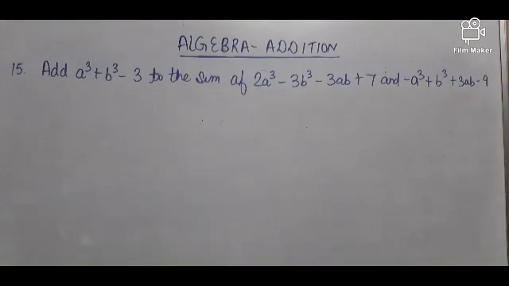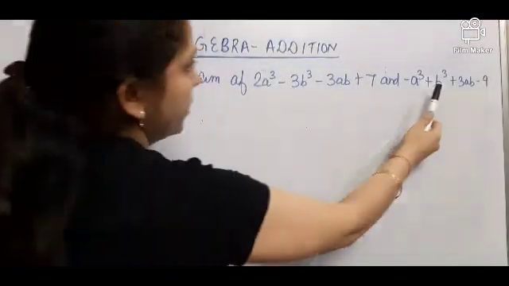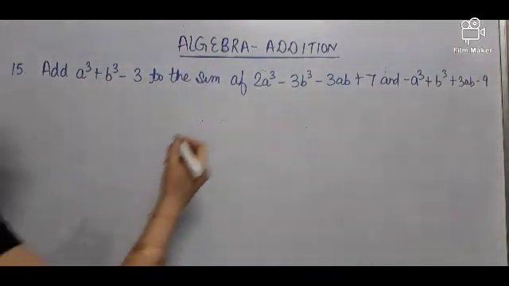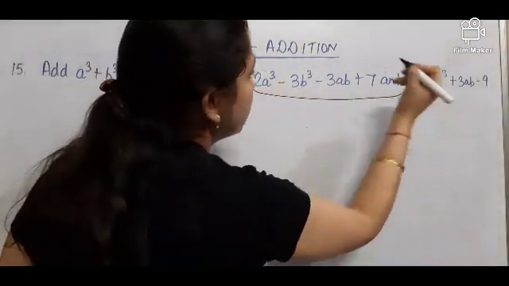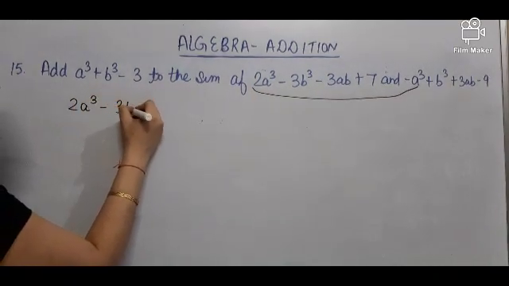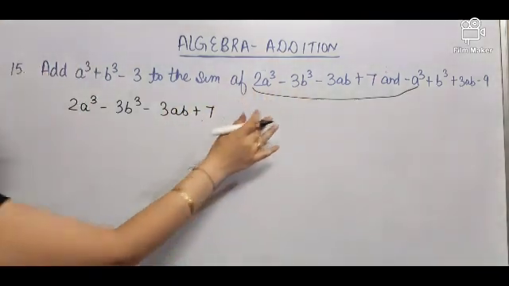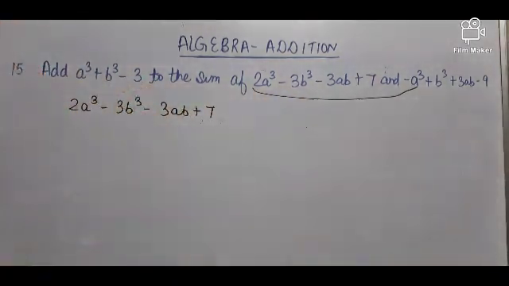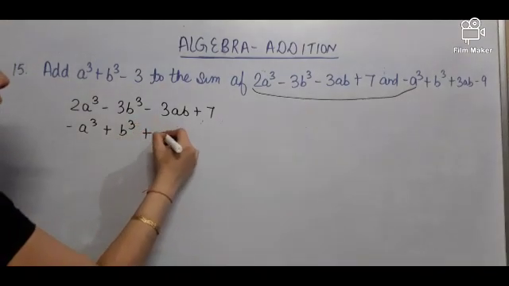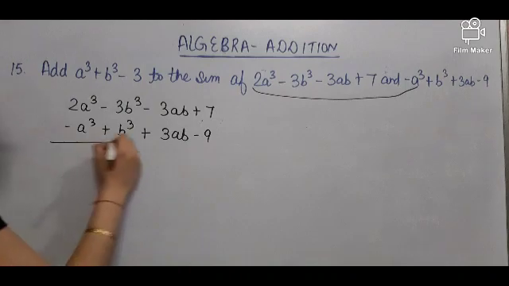So number 15, add this to the sum of this and this. Again, the same question we have. So first we add up these terms. Let's see, 2a cube minus 3b cube minus 3ab plus 7. Then to the sum of this, we'll add this. Let's do this question with the column method. See, I'm following different methods so that you are clear with both the methods. So I'm using both the methods.